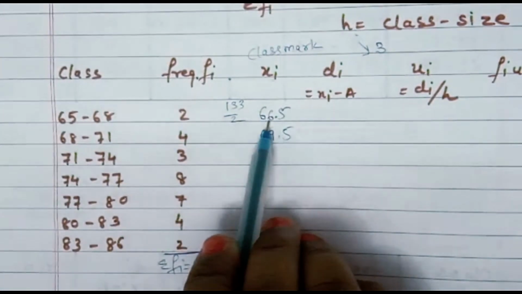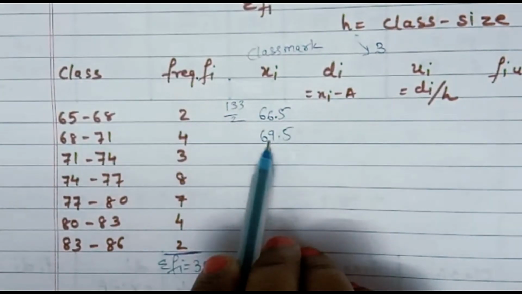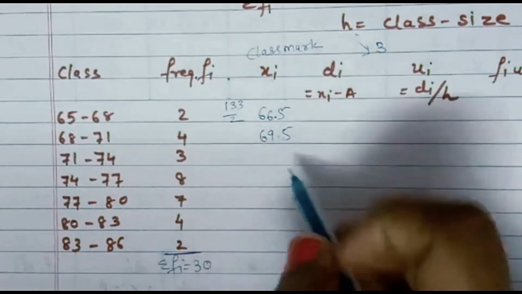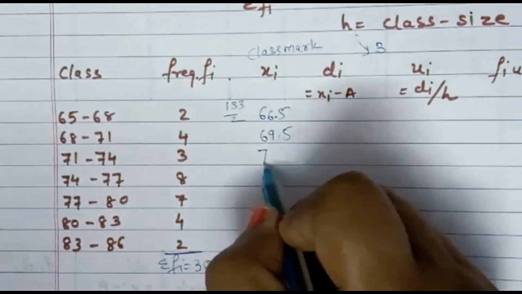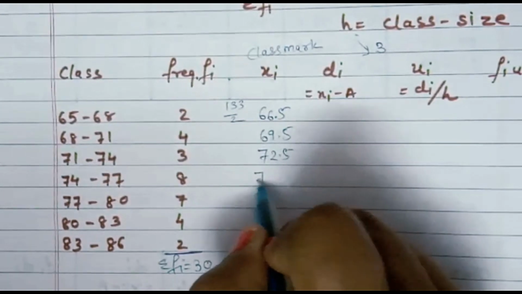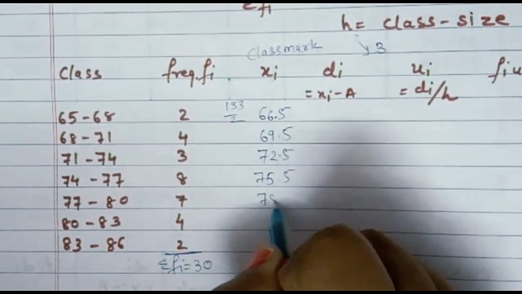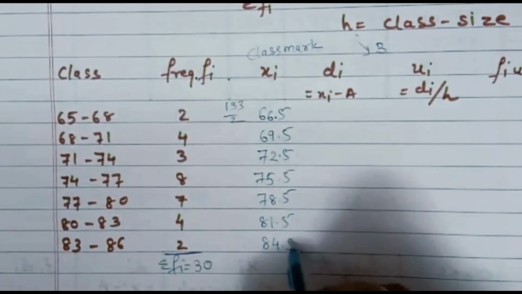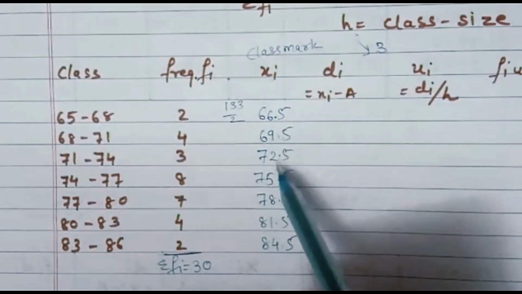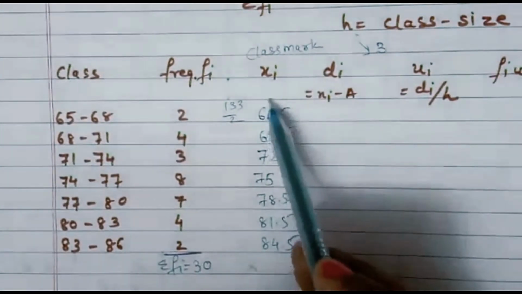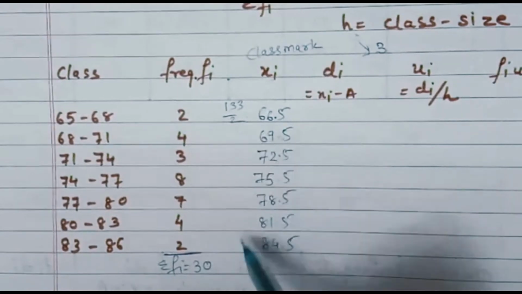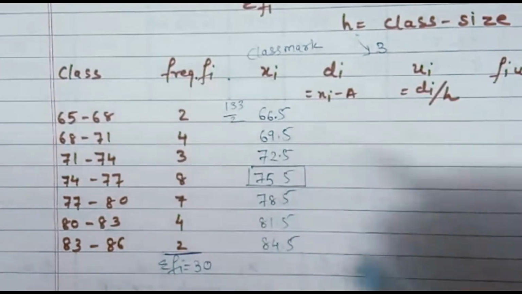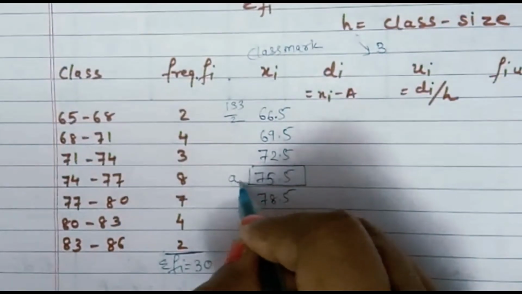Once you have obtained one value of xi, keep on adding 3. So 66.5 plus 3 will give you 69.5. Plus 3 will give you 72.5. Same way 75.5, 78.5, 81.5 and 84.5. Right? So we have 1, 2, 3, 4, 5, 6 and 7 values of xi. That means it is from x1 till x7. So obviously the middlemost one, 75.5, will be taken as A.